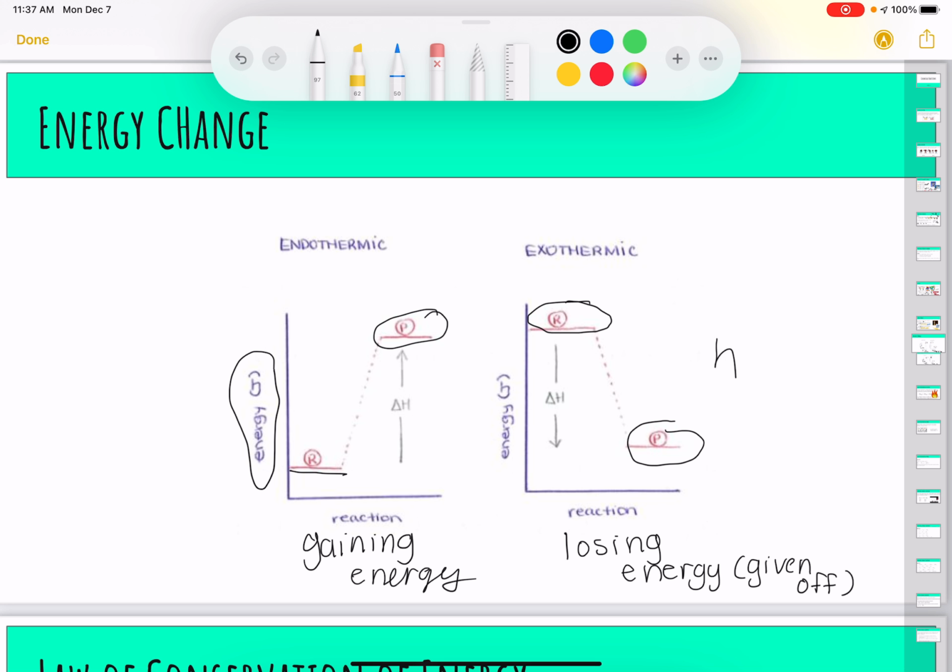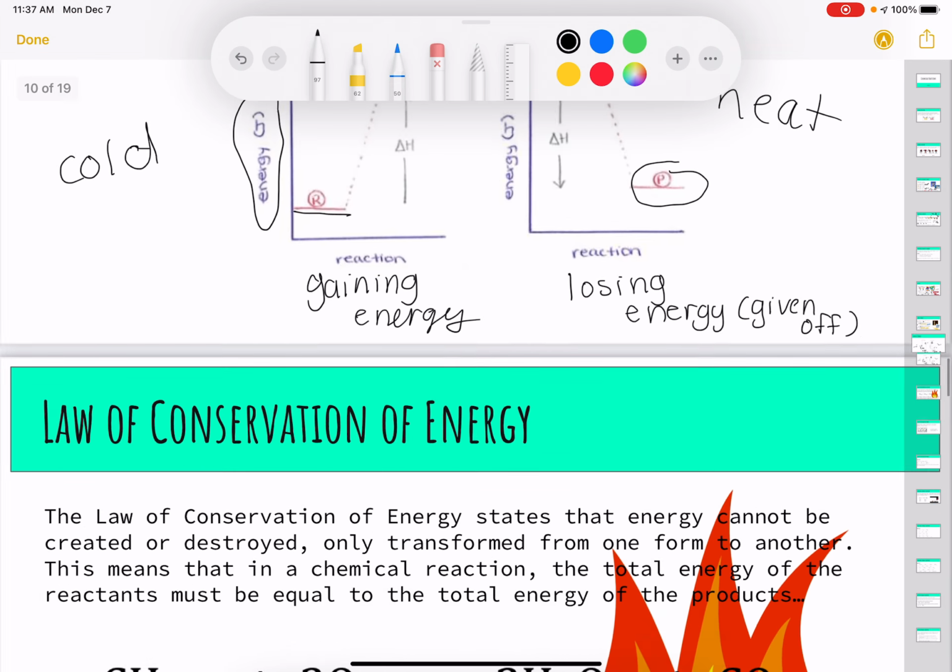So this one, heat, is normally the case, whereas this one is cold because it's taking in energy. It's storing it inside. So it's not being released to the environment, okay?